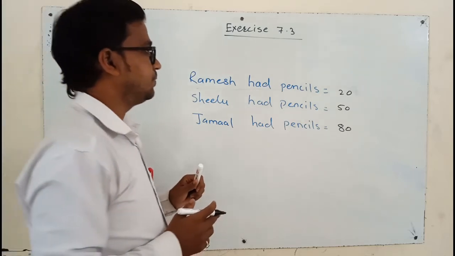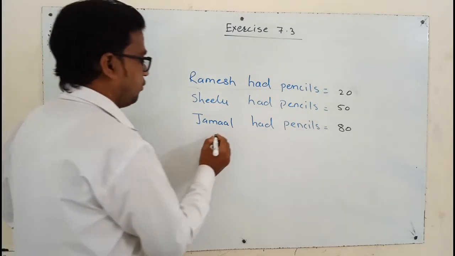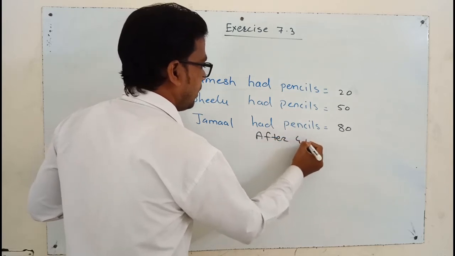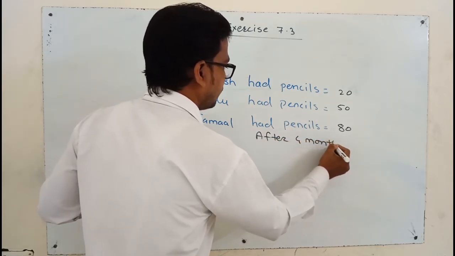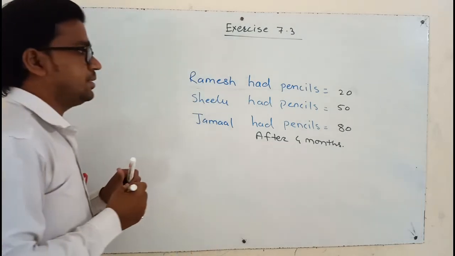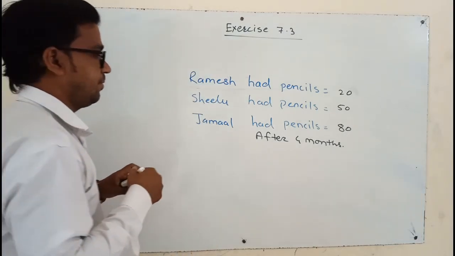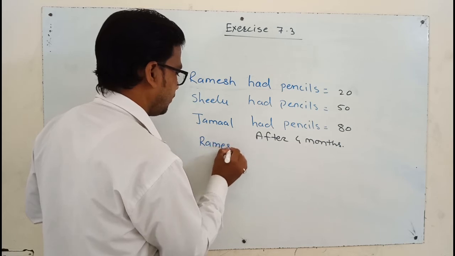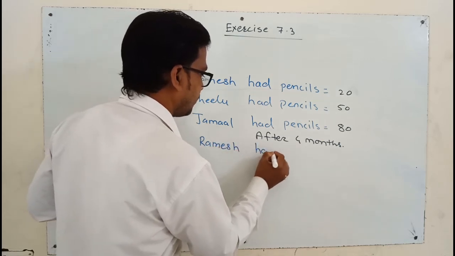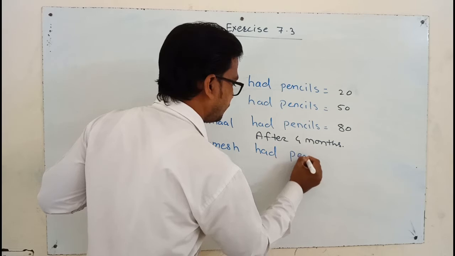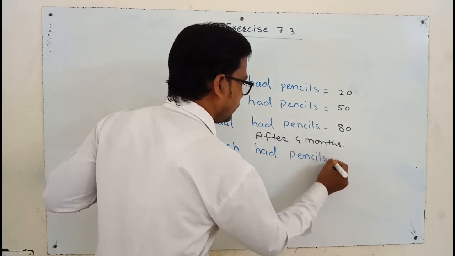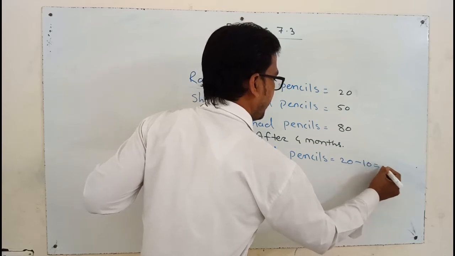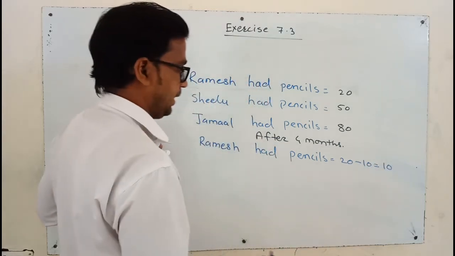So we solve it. After 4 months, how many pencils did Ramesh have? He used 10 pencils. So 20 minus 10 equals 10.